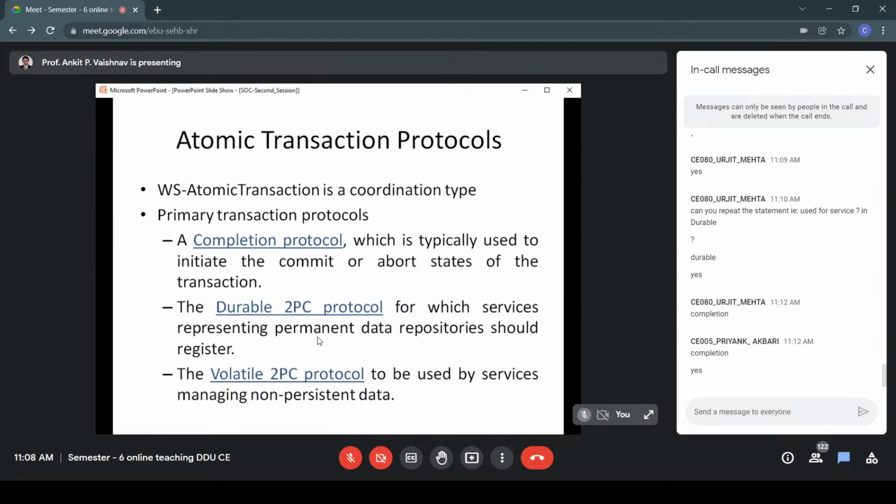Durable two-phase commit and volatile two-phase commit have a choice depending upon the importance of the data that you are having. But there is no choice regarding completion protocol. In the end, every service has to register for that. Okay. Now, are you getting the idea of what I was telling you about protocols? These are the set of protocols supported by the WSAT coordinator, or you can say the WS Atomic Transaction Coordinator. Making sense? Yes?